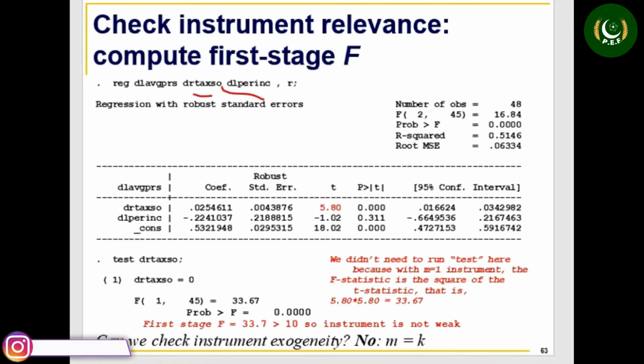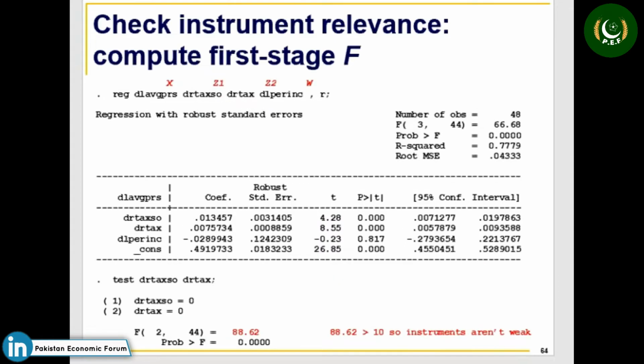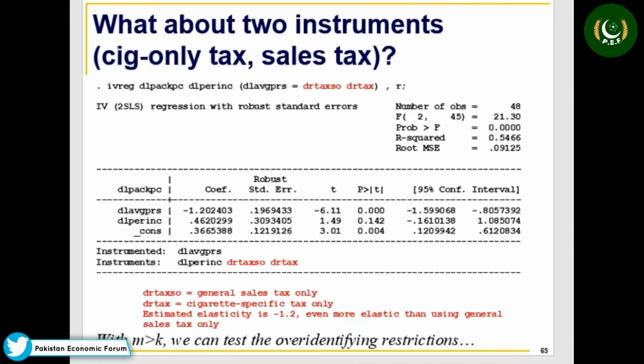You obtain a first stage F statistic greater than 10, which means the instrument is strong. You have regressed X on sales tax, cigarette specific tax and income per capita. Your F statistic is greater than 10, so both instruments are not weak. In all these three cases, I'll explain with the help of a final table, each instrument is a very strong instrument.